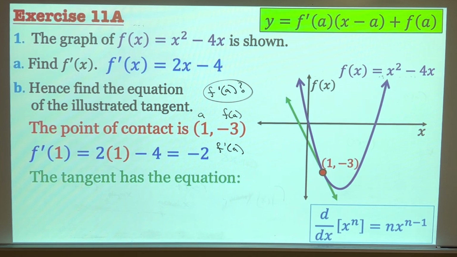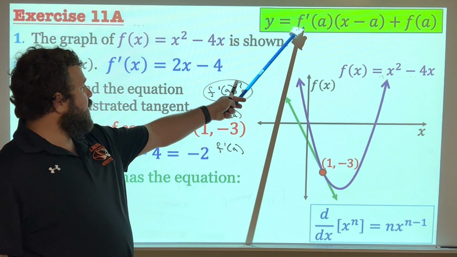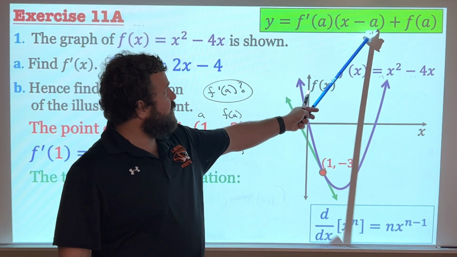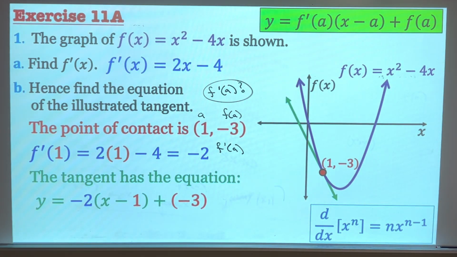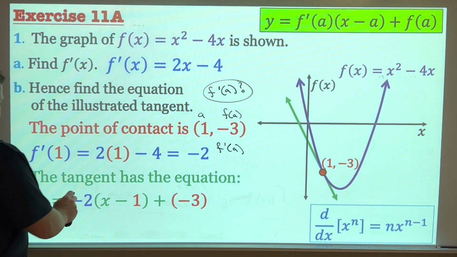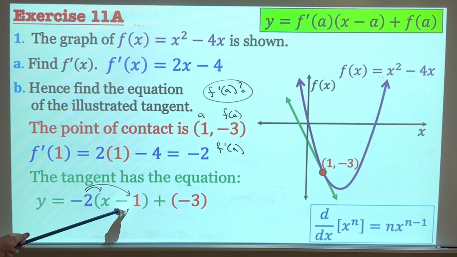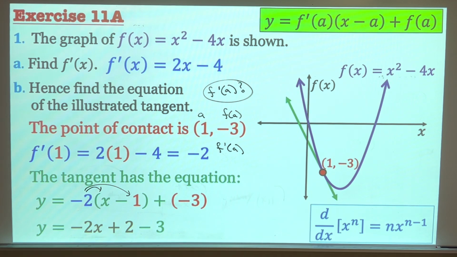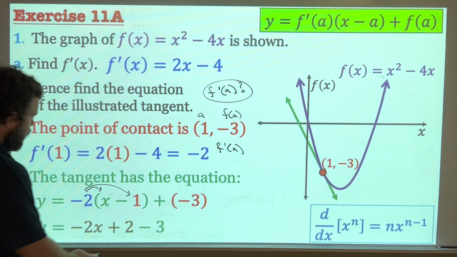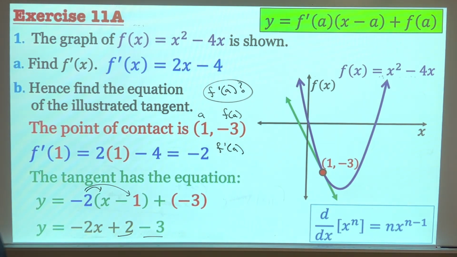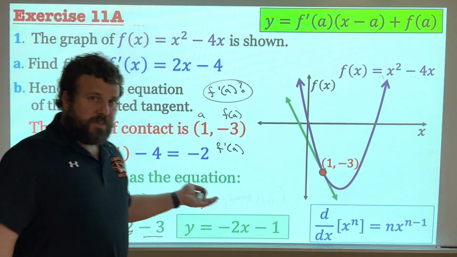All right, so the equation: f prime of a, negative 2, times x minus 1, plus negative 3. All right, so there's two things you have to do here. The first thing you're going to want to do here is what with this negative 2? Distribute it. Negative 2x plus 2 minus 3. Now what? 2 minus 3. So y equals negative 2x minus 1. And that, my friends, here's your answer. Any questions?